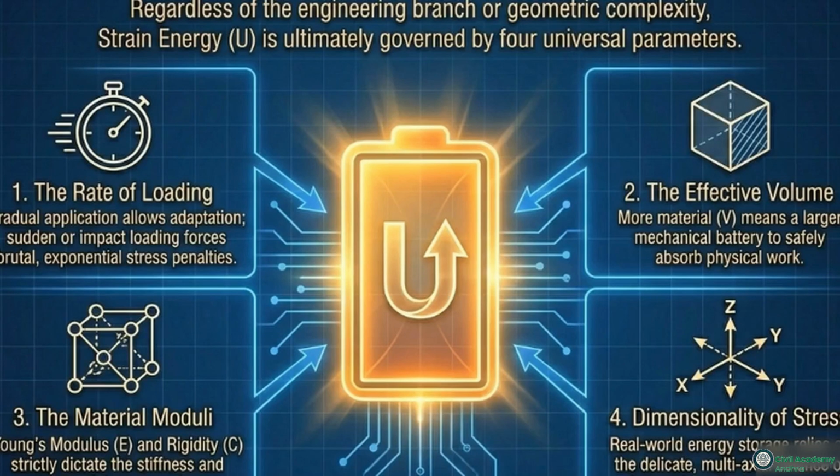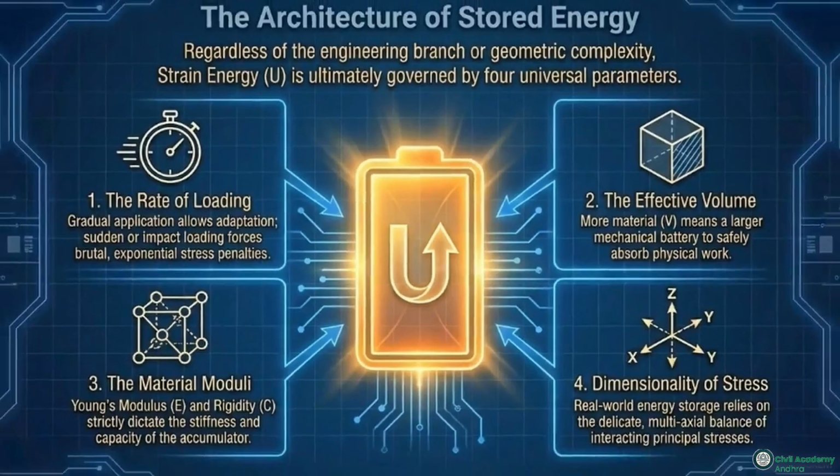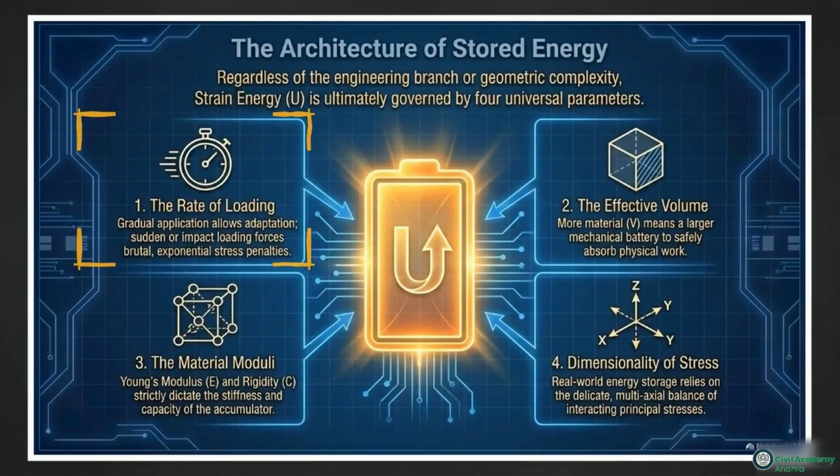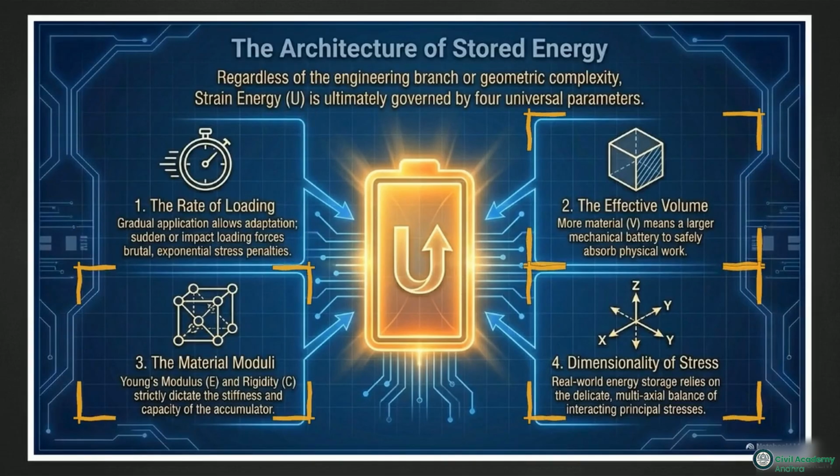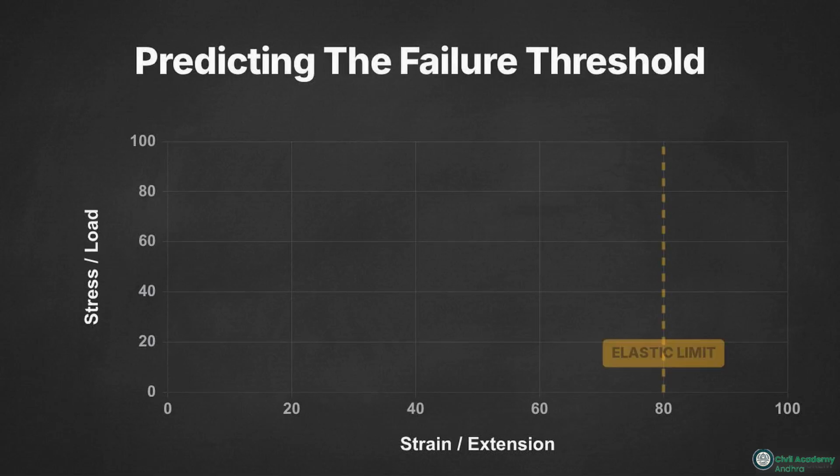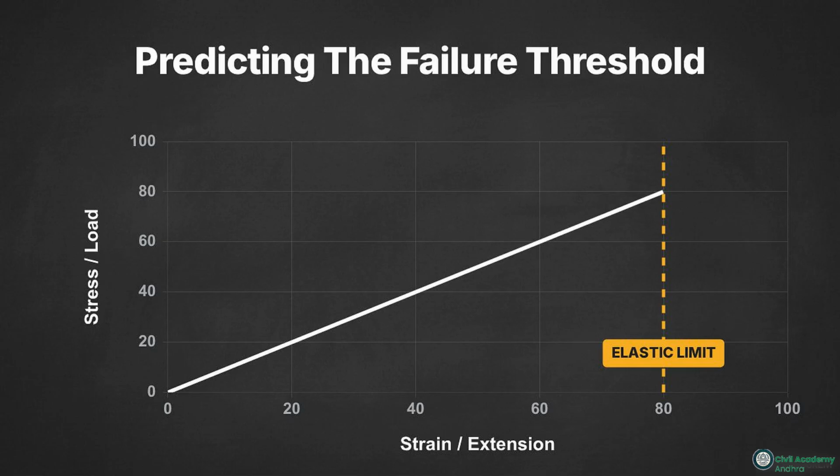This infographic maps the architecture of that stored energy. The capacity of our mechanical battery is patterned by 4 universal parameters. We must account for the rate of loading, the effective volume, the physical material moduli, and the multi-axial dimensionality of the applied stress. Preventing a collapse requires predicting the exact mathematical threshold where this mechanical battery exceeds its limits and ruptures.